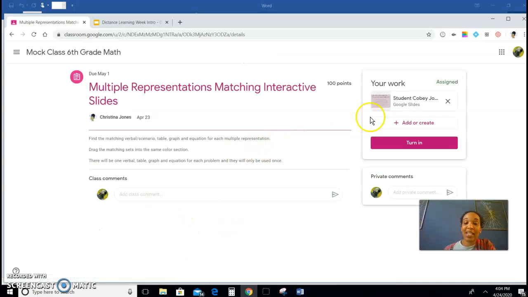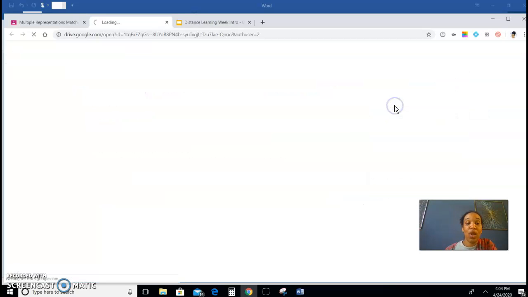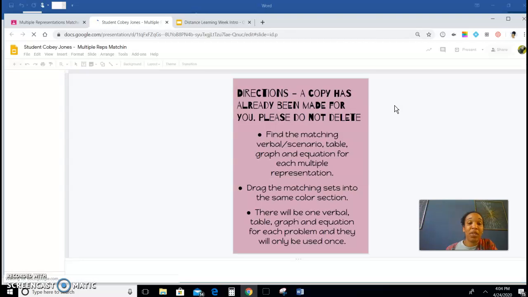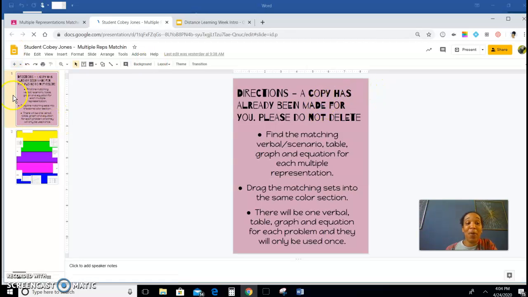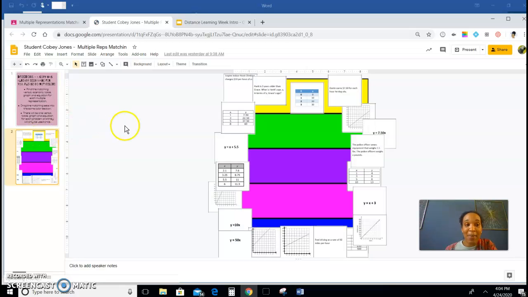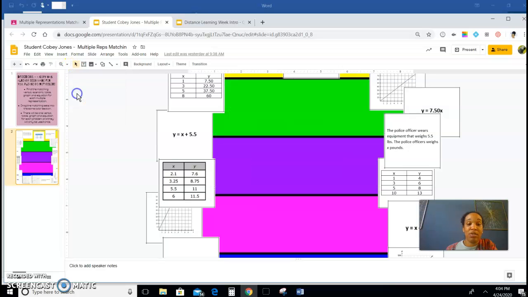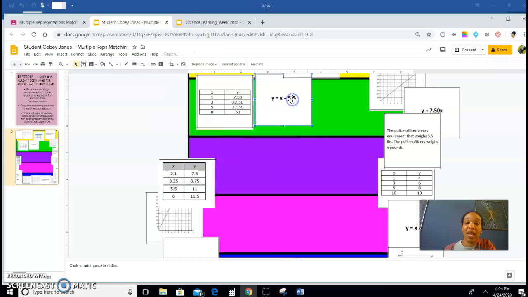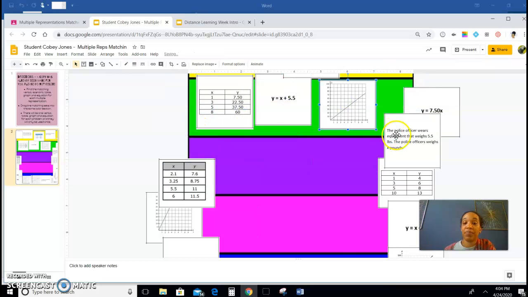So when you take a look at this, if you go over here, you will have a student copy of that Google slideshow. You are to click on that student copy. Again, read the instructions on the purple paper. And on this student copy, it may be necessary for you to zoom in or zoom out. Okay? And you're responsible for matching the equation, matching the table, matching the graph, and matching the situation or scenario, and putting it all in one color. So you put everything in one color.